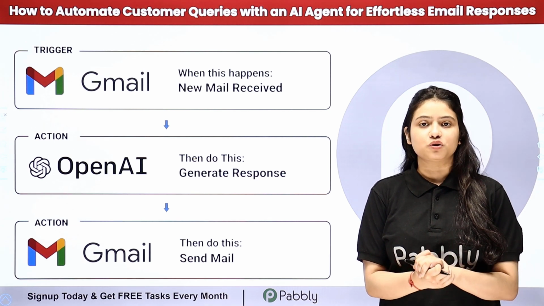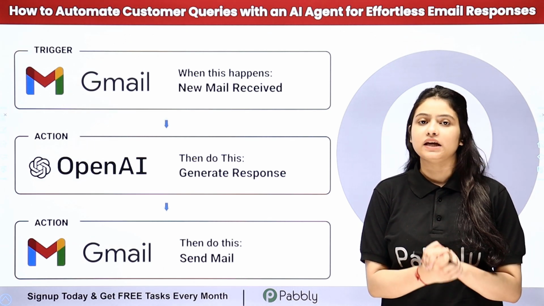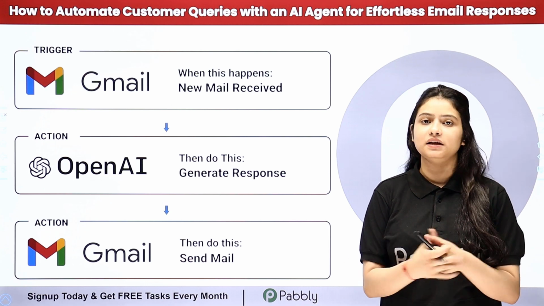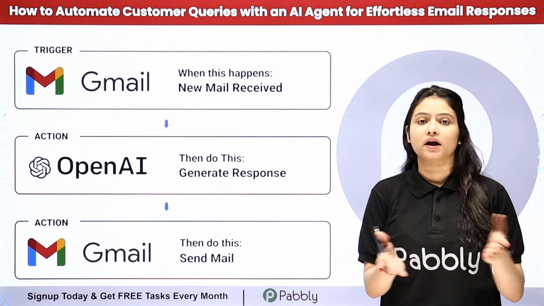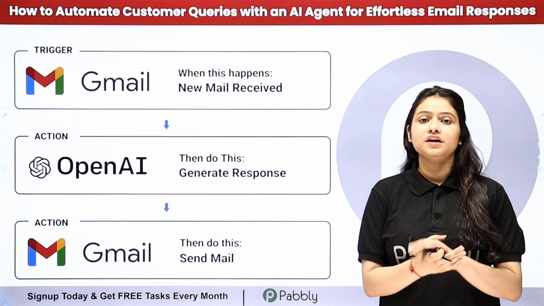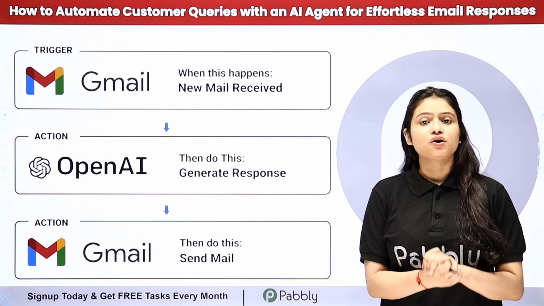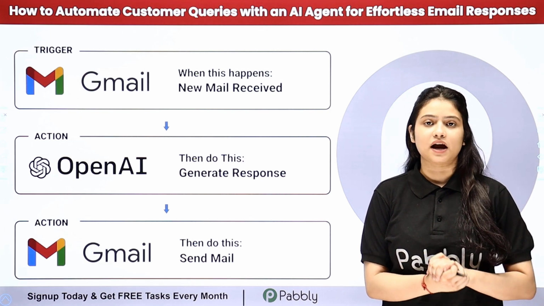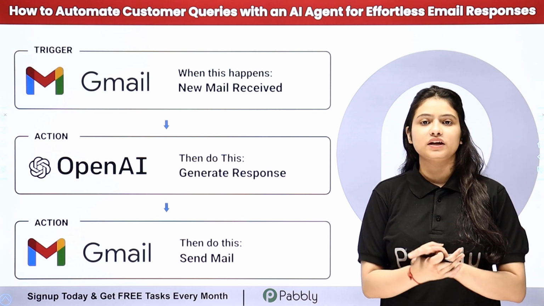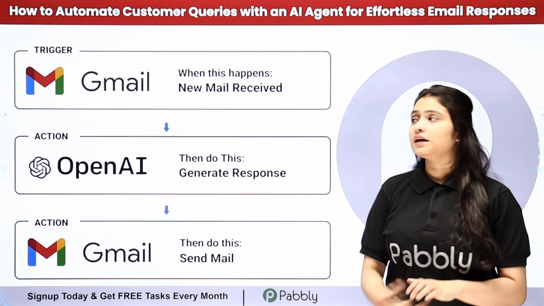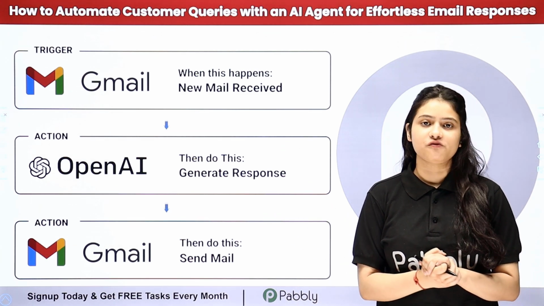Therefore, I have decided to automate this entire process with the help of my AI agent, that is OpenAI, and Pabbly Connect. As soon as I receive a new inquiry email from my customer, my AI agent will automatically generate the response, and the email reply will automatically be sent to that same customer. For creating this automation, we are not going to use any coding or programming skills, but we are going to simply connect all these applications with the help of Pabbly Connect.